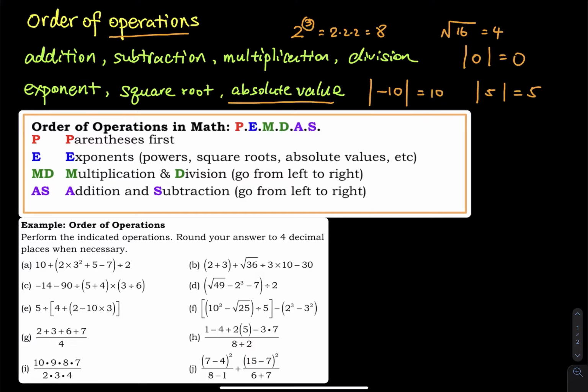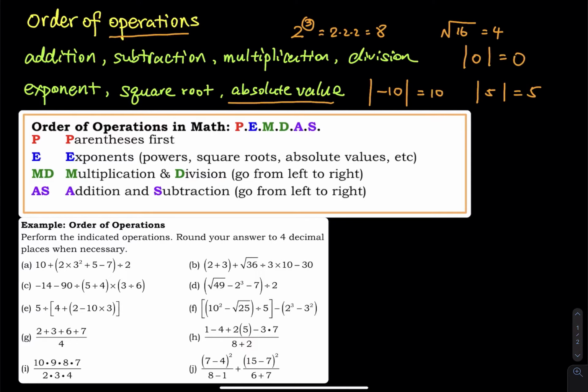So what is order of operation? The easiest way to memorize it is PEMDAS. So what is PEMDAS? Look at the first screenshot. The P stands for parentheses first. So if you see operations inside parentheses, take care of those first. And then E stands for exponent, power, square root, absolute value, et cetera. And then MD, M stands for multiplication, and then division. The lowest priority is addition and subtraction.